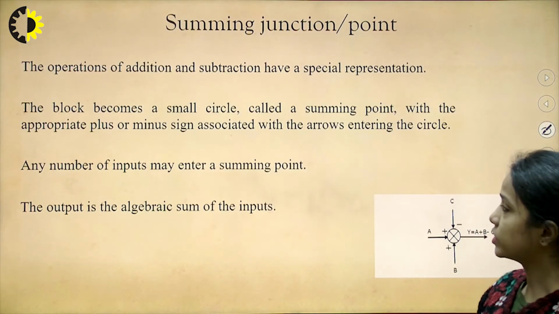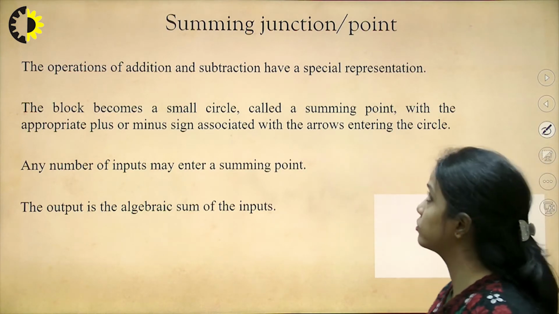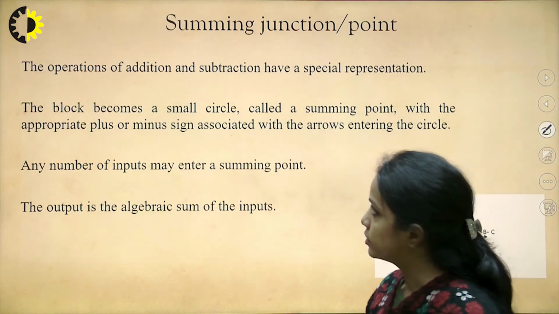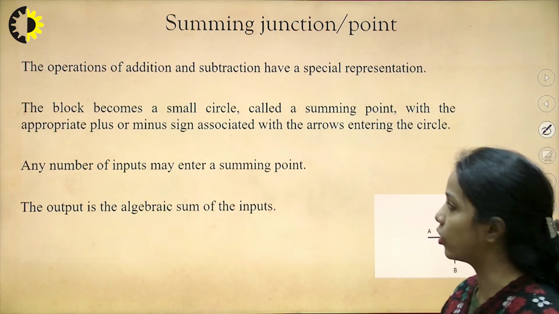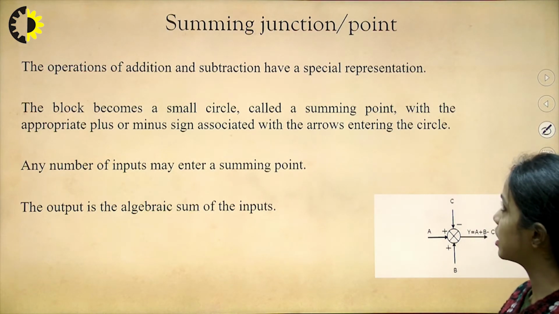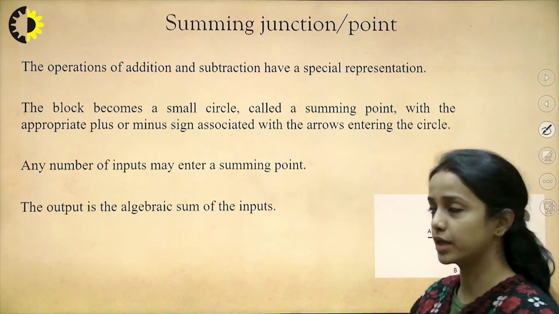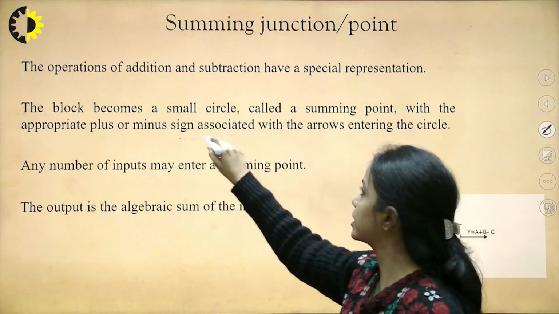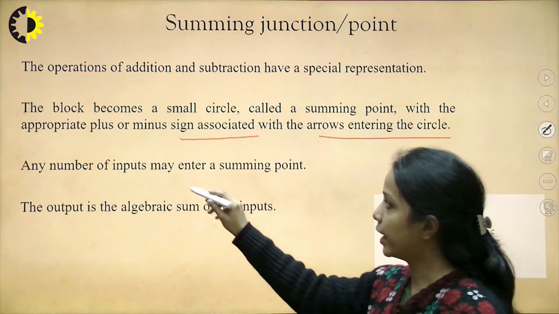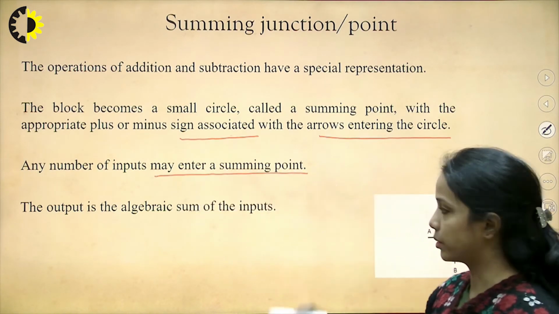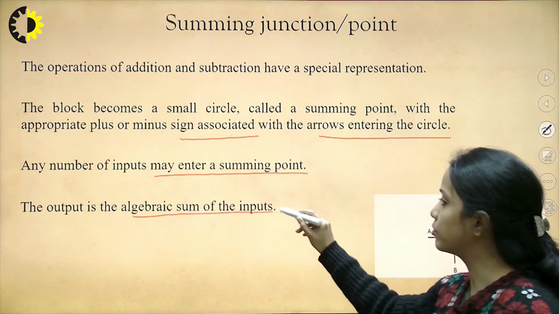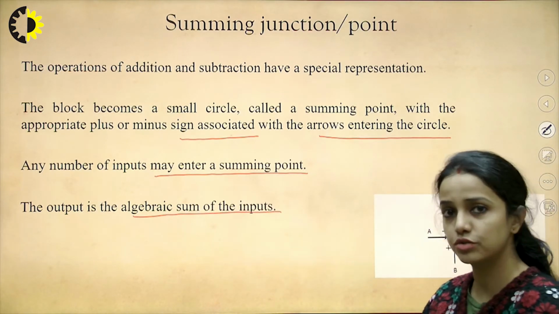Here we will see some different examples of a summing junction or summing point. The block becomes a small circle called the summing point, with the appropriate plus or minus sign associated with the arrows entering the circle. Any number of inputs may enter a summing point. These are the properties. The output is an algebraic sum of all the inputs fed to that node.